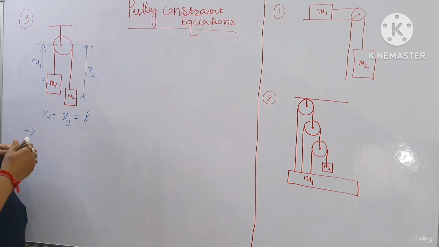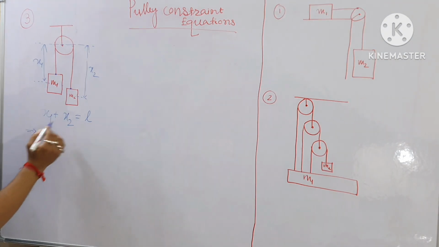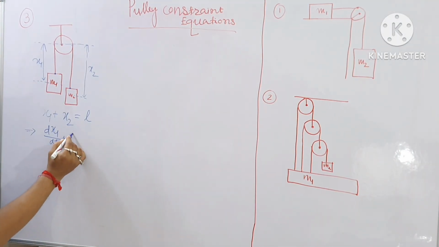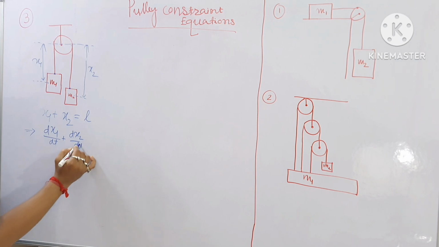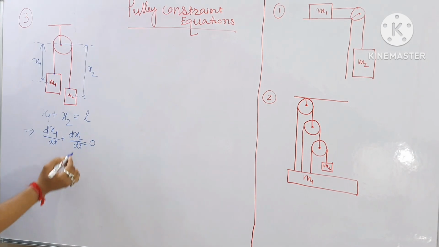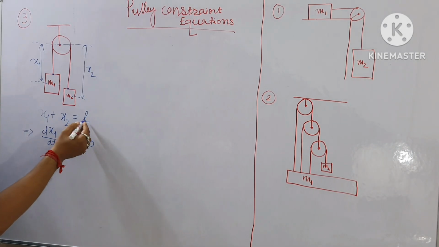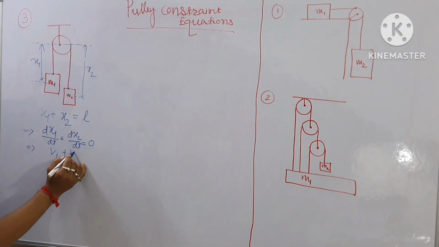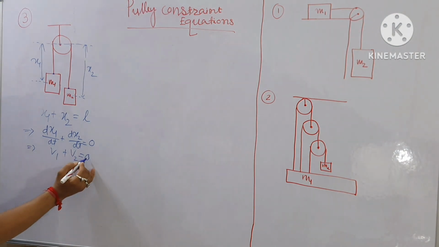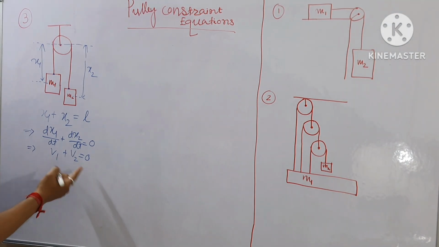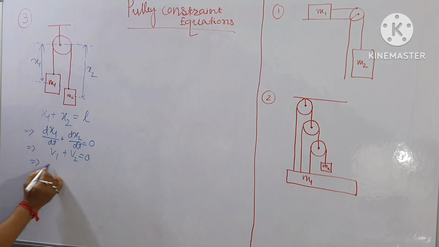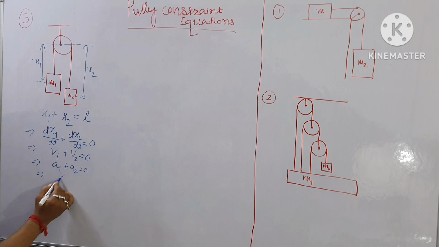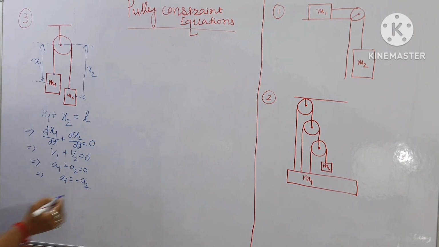Now with respect to time, if you differentiate this equation, what will you have? You have dx1 by dt plus dx2 by dt equal to 0, because the length of the string is constant. So when you differentiate this, you will get 0. So from this equation you will have velocity v1 plus velocity v2 equal to 0. Students, if you differentiate this equation again with respect to time, you will get acceleration a1 plus a2 equal to 0, and you can write it like this, a1 equal to minus a2.